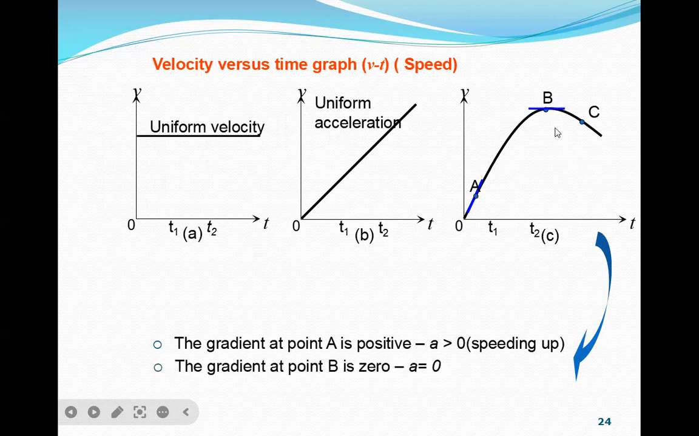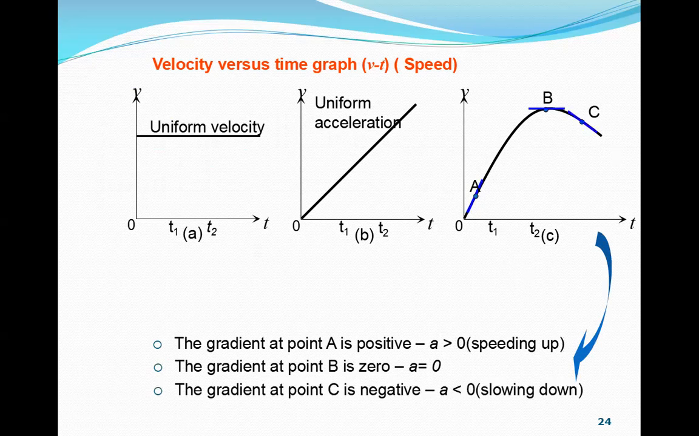At point B, the gradient is 0 because it is parallel to the x-axis. That time the acceleration is 0. At C, the gradient is negative, meaning downward. It means the velocity or speed is decreasing and the acceleration is retardation at that time.